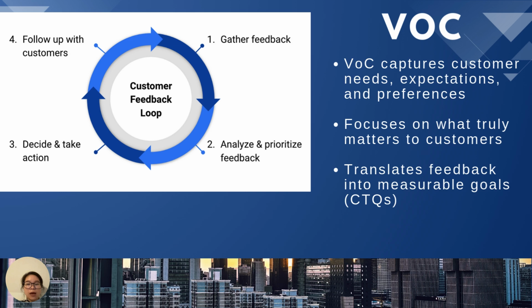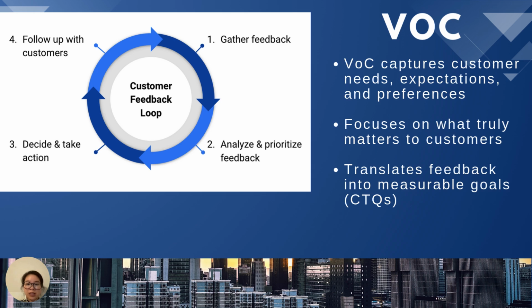At its core, VoC is about capturing what customers truly need, expect, or prefer from a product, service, or experience. This goes beyond basic satisfaction scores. It includes direct feedback like survey results and indirect input like product reviews or social media posts. VoC focuses on what truly matters to your customer. It's not just about listening, it's about translating those insights into action. In Six Sigma, that means turning feedback into measurable goals, known as critical to quality or CTQ requirements.